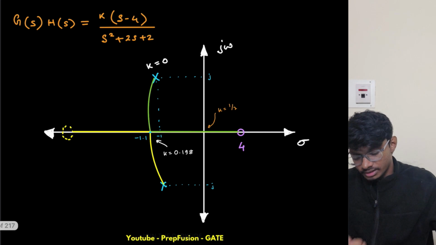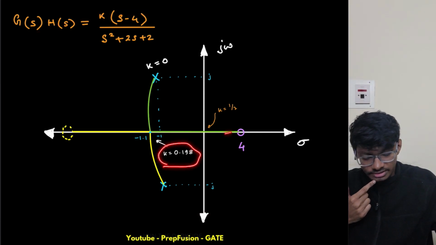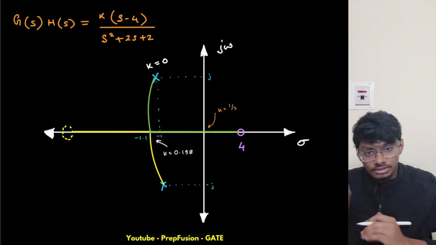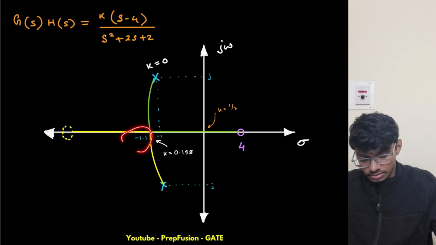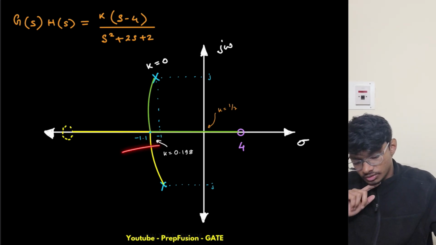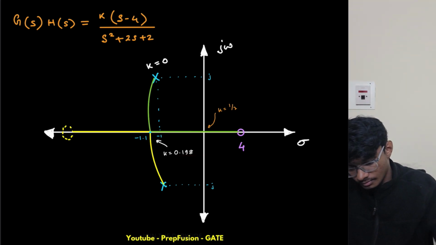I have already drawn it down here and written a few things. So I have also calculated the value of k and also the breakaway point. It's not homework anymore, but you try to solve it and cross verify. If there is some calculation mistake, we can fix it. From k equals 0 it is starting, and at k equals infinity it is terminating.